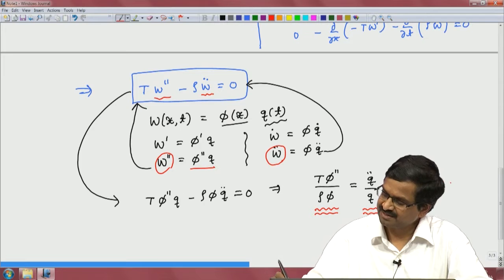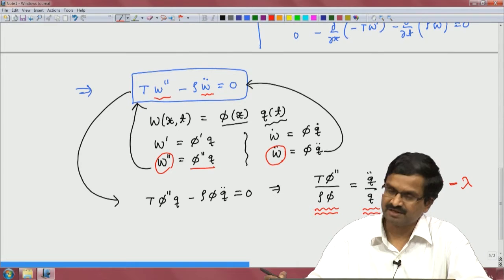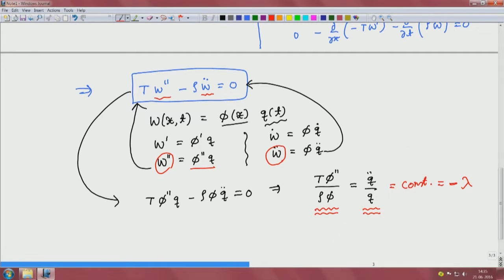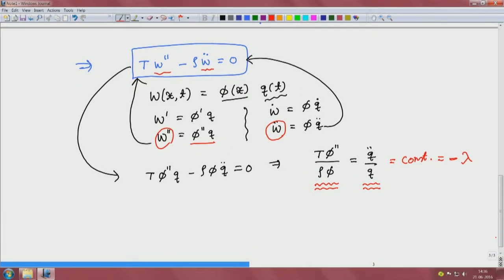This one, for convenience, we call it minus lambda. Even if you take plus lambda nothing happens, you can still arrive at the same conclusions, but making it minus helps us, because that lambda turns out to be what we call the natural frequency of the system. That is free vibration, there will be a frequency, that is what we get, rather the square of that. So, what we have here, when I assume minus lambda, I get two equations from this.